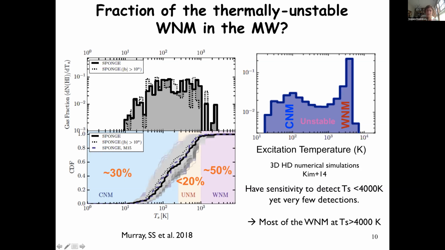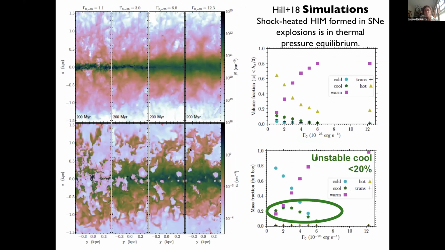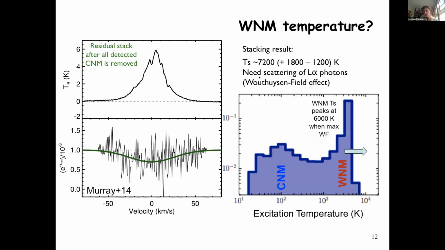But the tricky part is, even though we were sensitive to temperatures up to 4,000 Kelvin, we have very few detections at the temperature above 1,000 Kelvin. So why is this? Where is that warm neutral medium? Why can we not see it nicely in absorption? So after some painful stacking analysis, we could finally see it. And this tells us that that warm neutral medium has a temperature of 7,000 Kelvin.